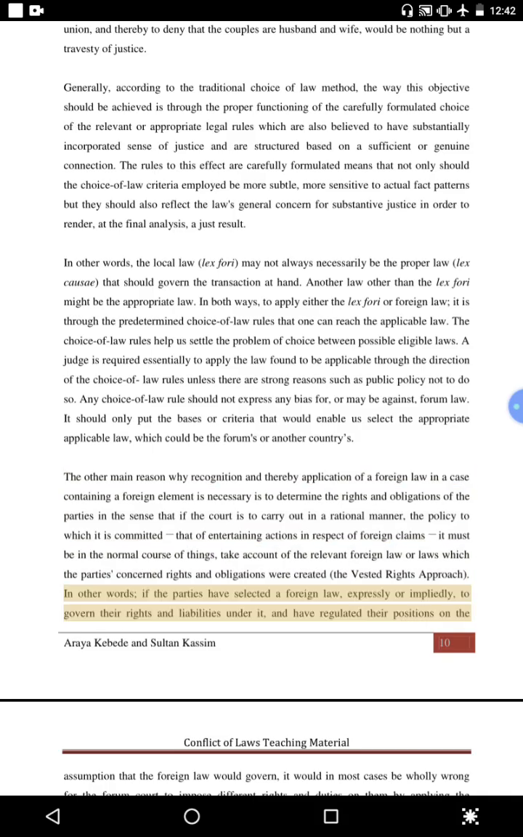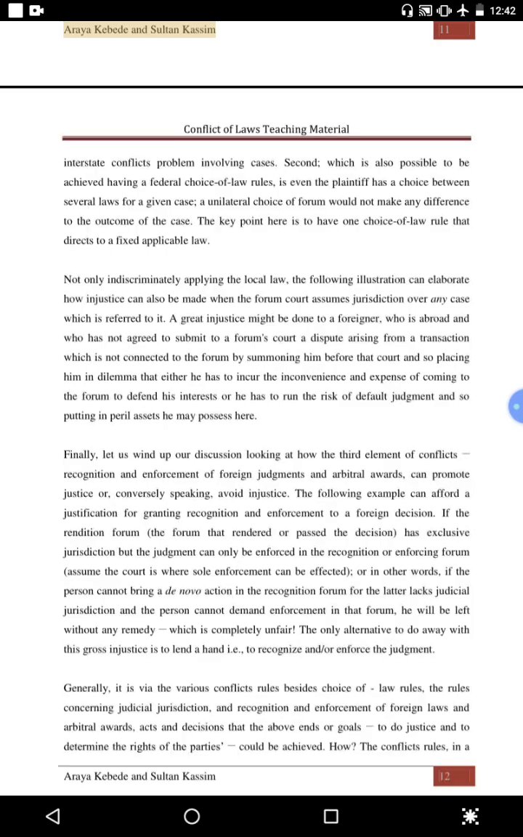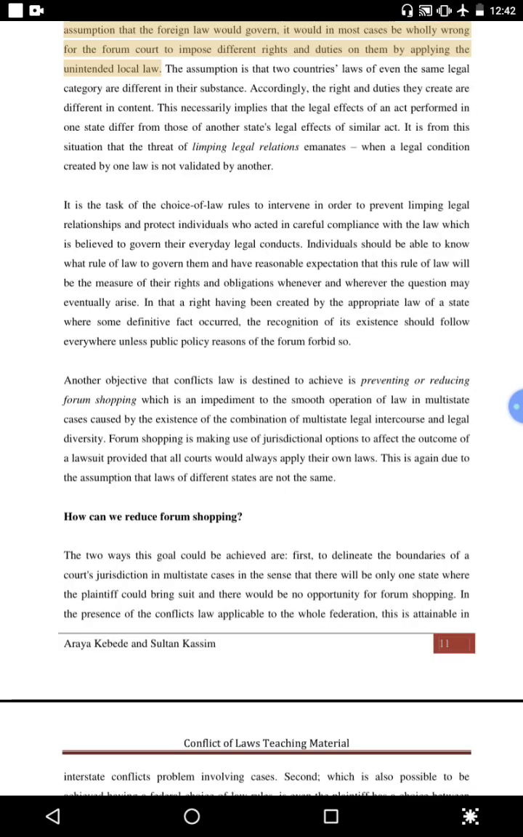In other words, if the parties have selected a foreign law, expressly or impliedly, to govern their rights and liabilities under it, and have regulated their positions on the assumption that the foreign law would govern, it would in most cases be wholly wrong for the forum court to impose different rights and duties on them by applying the unintended local law.